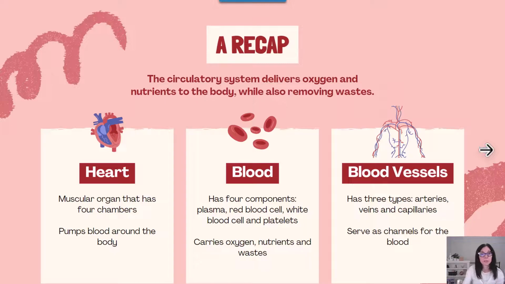All right, let's recap about the circulatory system. It delivers oxygen and nutrients to the body while removing waste products as well. So it is made up of the heart, which is the pump, the blood that has 4 different parts, and the blood vessels.